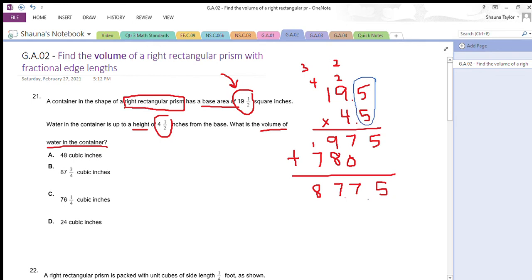So I start at the end and go 1, 2. So this is where my decimal is. So it's going to be 87.75.